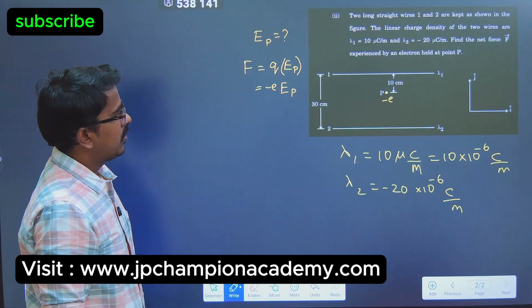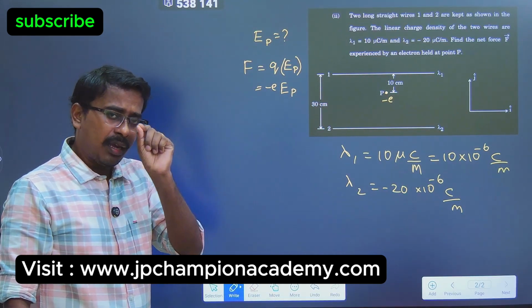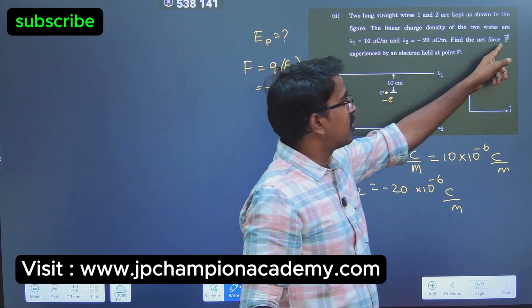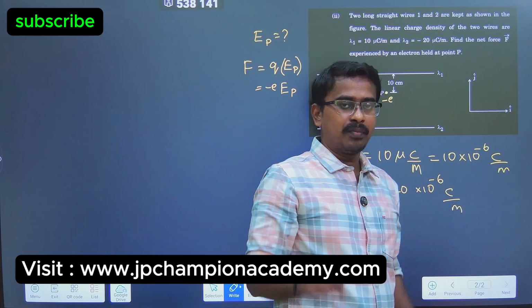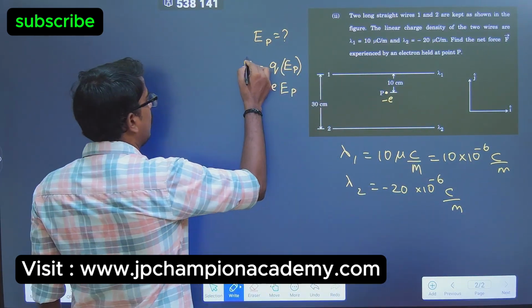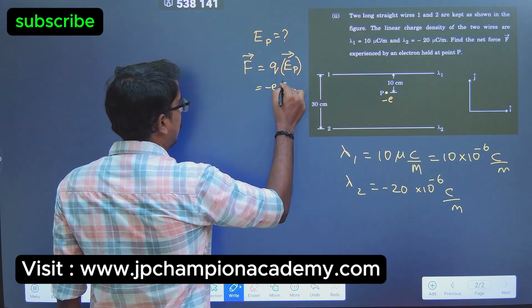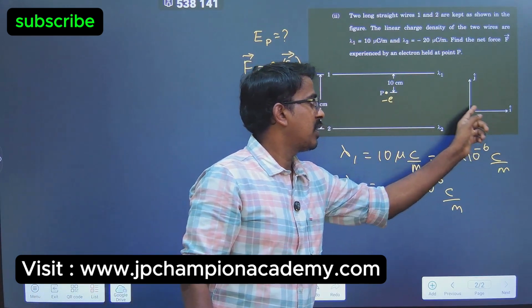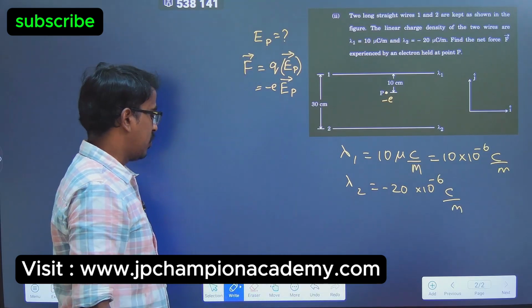But very importantly, you should notice a small point. They asked you to find the net force, and they gave the symbol F with a vector symbol above it. That means you are going to find it in terms of i cap, j cap. You know those i cap, j cap directions. You need to find it in that form. They have given this is i cap, this is j cap. Let's move on with that.